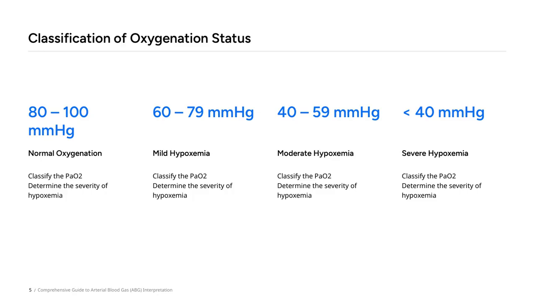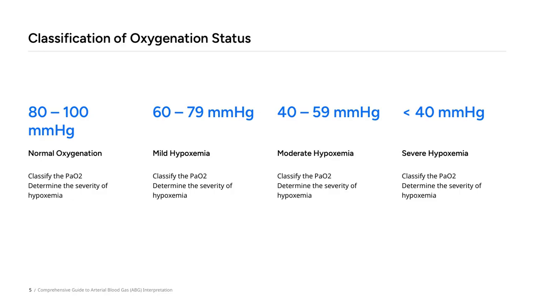At this level, oxygen levels are critically low, and it indicates a significant impairment in oxygen transfer. Next, we have moderate hypoxemia, which is characterized by a PaO2 between 40 and 59 mmHg. This suggests that the oxygenation is compromised, but not as critically as in severe cases.